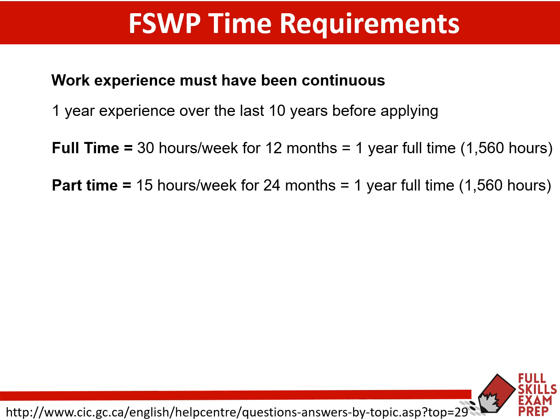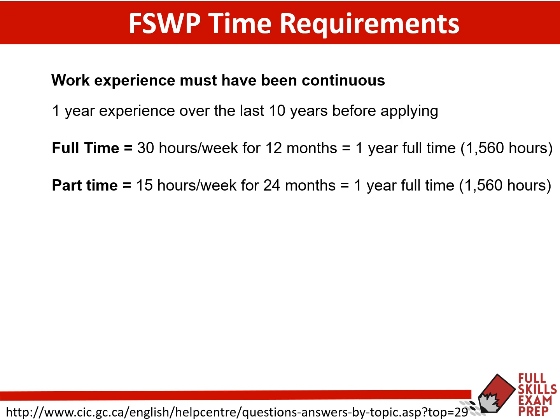So for the Federal Skilled Worker Program, the person has to have 1 year of continuous experience over the last 10 years before applying. So this might not seem like much experience in order to meet the minimum requirements, but remember that in terms of CRS points, when you go into the Express Entry procedures, if a person doesn't meet the CRS cutoff, they won't be selected, even if they meet the minimum requirements.